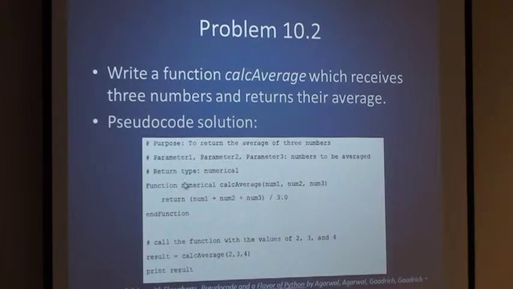Now, this is a pseudocode again for a function which returns a number as an answer. Numerical is just the pseudocode for returning a number. Calc average. It has 3 parameters and it's returning the average of the 3, right? Divide by 3.0 to indicate a real number. Then you're calling it with this 2, 3, 4. So execution begins here. Functions are skipped over in pseudocode as well as flowcharts. And you come to the main program. This is called the main program. Calculate the average of these 3. The result is 3.0, right? And print the result.